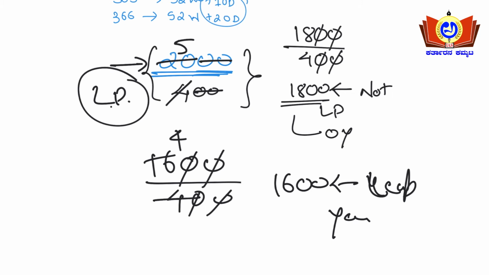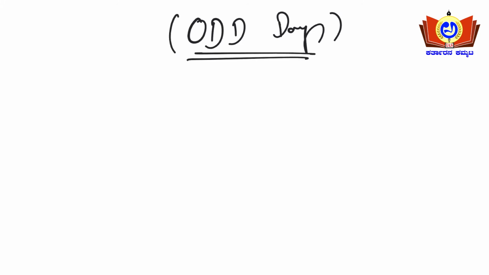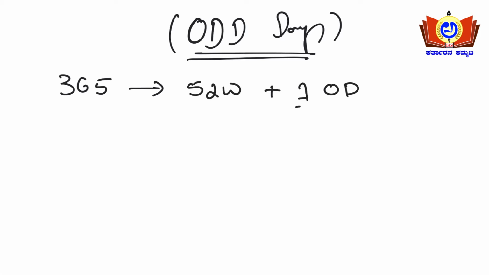Friends, if you don't understand, kindly pause the video and rewatch it, then only you'll get it. In the next page I'll be dealing with the concept of odd days. So what do you mean by odd days? Actually, in a year 365 days are there, so 52 weeks plus one odd day. This we'll name as one odd day.